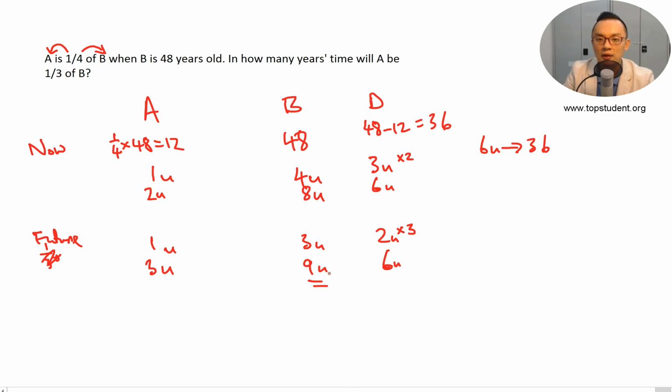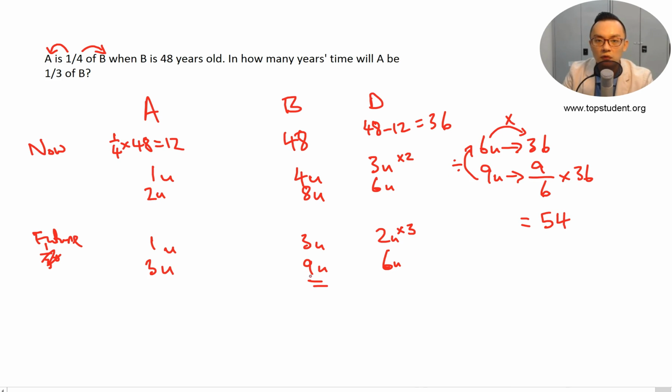So 6u is actually 36. I need to find 9u over here, which is the age where I'll be 3 times of him. So 9 divided by 6 times 36. So I call this my divide times structure. I always get this thing out. Equals 54. All right, so that's the answer.